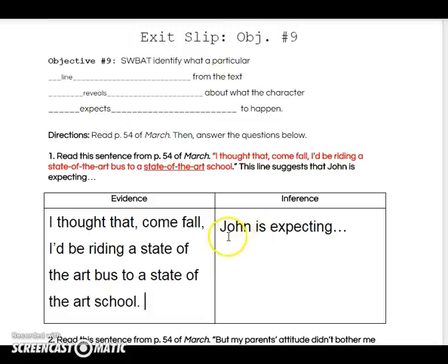Now, what does this show us about what John is expecting? Well, I remember from the story that John was driving by a school every day, a white school with a state-of-the-art playground. So it makes me remember that in integration, that come the fall, John is expecting. Well, I'm thinking he's expecting that he's going to go to a nicer school now, that he's going to be in an integrated school. So that's something that I might consider. So I might say something like John is expecting to go to an integrated school.